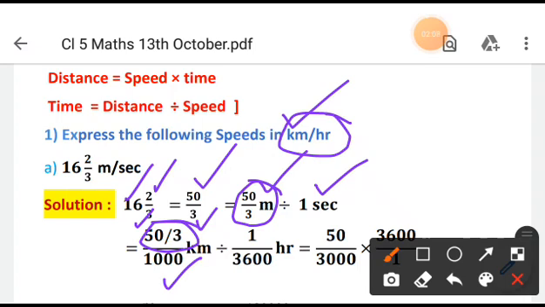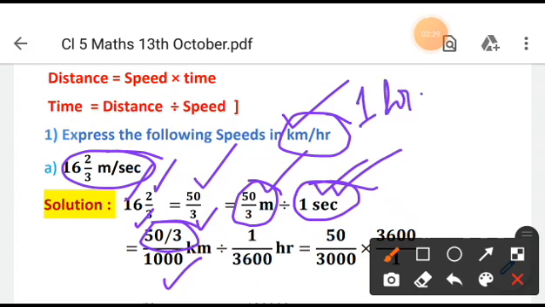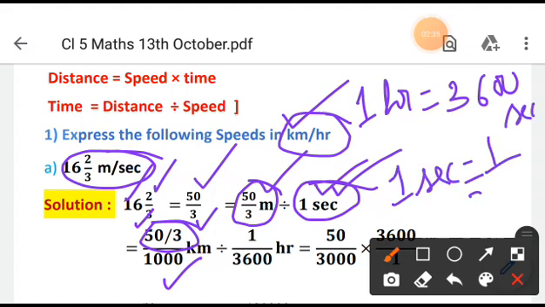So you are doing 50 by 3 divided by 1000 divided by 1 second. Why? Because here 1 second is the time. As it is given 16 2 by 3 meter per second. This is the speed given. So 1 second you will have to convert it into hour. Now children, you know that 1 hour equals 3600 seconds. So 1 second will be what? 1 by 3600 hours. Why? Because you will have to divide by 3600.